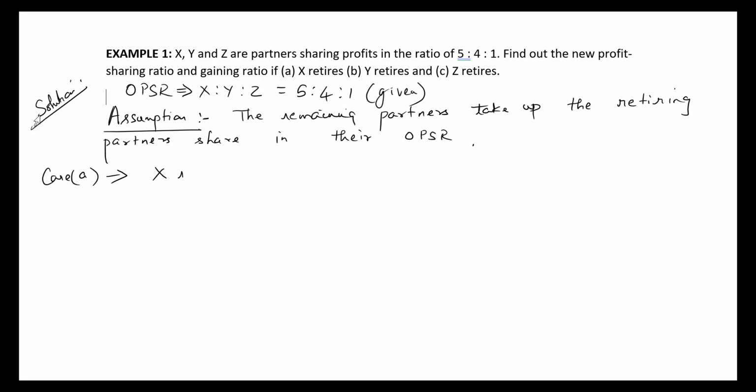So as per case A, when X retires, the gaining ratio, which is also equal to the new profit sharing ratio between Y and Z, will be equal to the OPSR between them, which is 4:1.